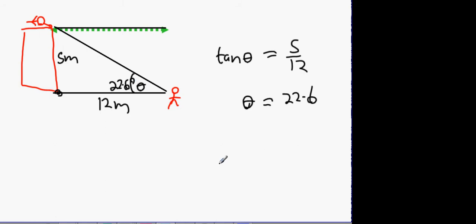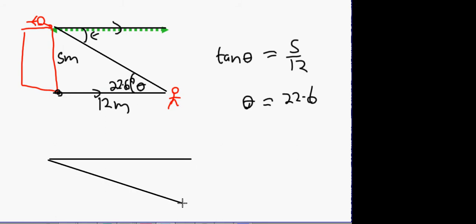Now, the person looking down, why is this angle also 22.6? Because those two lines are parallel. Alternate angles. When you have two parallel lines, like so, the angles in between here and here have to be the same. So this is what's called an angle of depression. Now what's the angle of depression of the person looking up here?